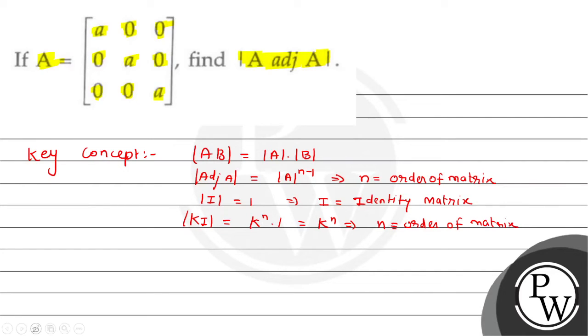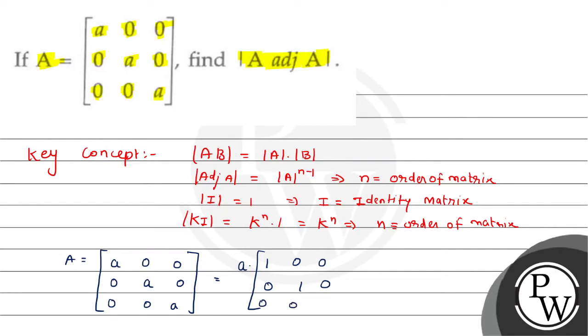Now come to the solution. Here A is equal to A 0 0, 0 A 0, 0 0 A, which is equal to A into 1 0 0, 0 1 0, 0 0 1, which is equal to A into I3. I3 means identity matrix of order 3.